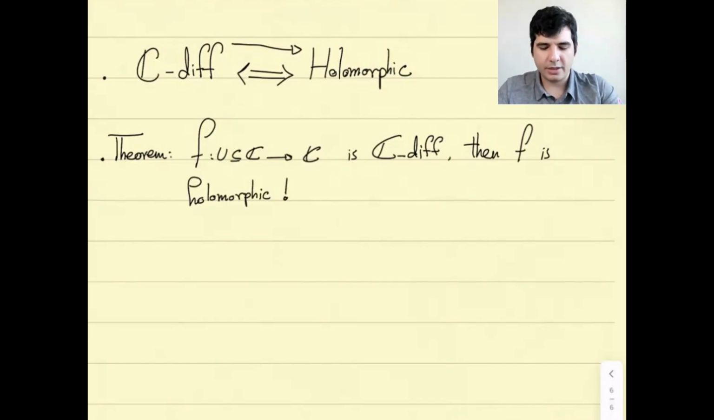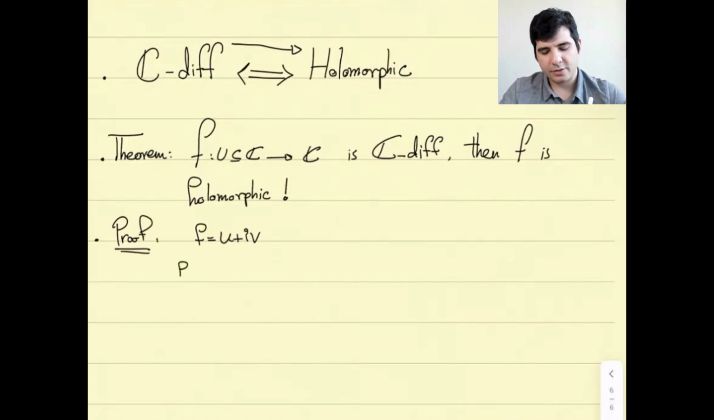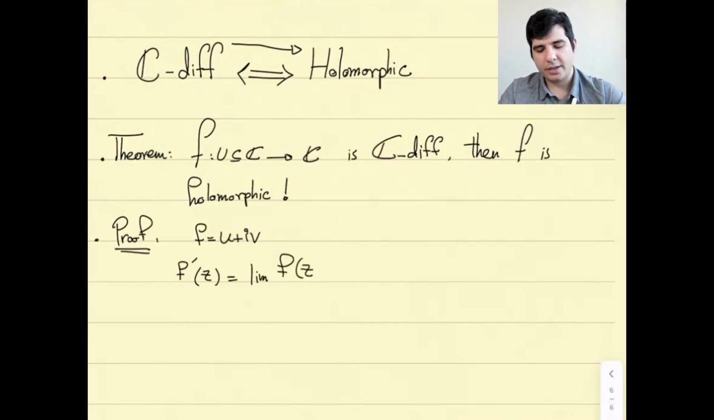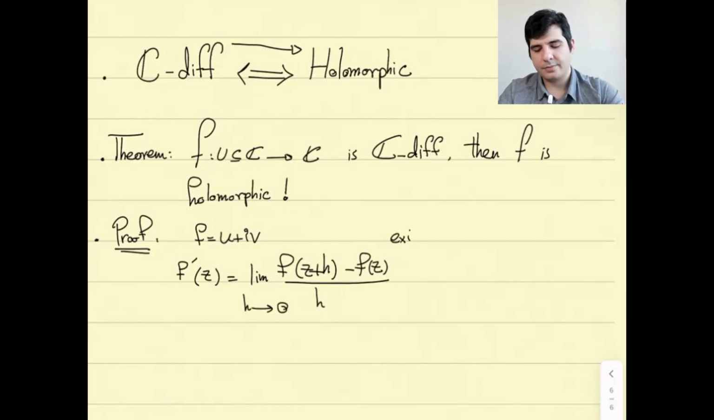Okay, this is what we like to do. So I'm not going to present a detailed proof, but the proof is kind of simple. I'm going to just write the essential bit. So we are writing f as u plus iv, right? And we know, because f is complex differentiable, this limit exists. So we know f prime of z exists. We know this limit of f of z plus h minus f of z over h when h goes to 0 exists. This is our assumption. We are assuming f is complex differentiable.